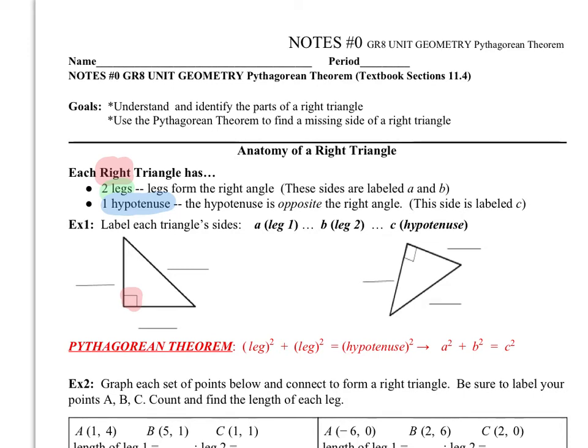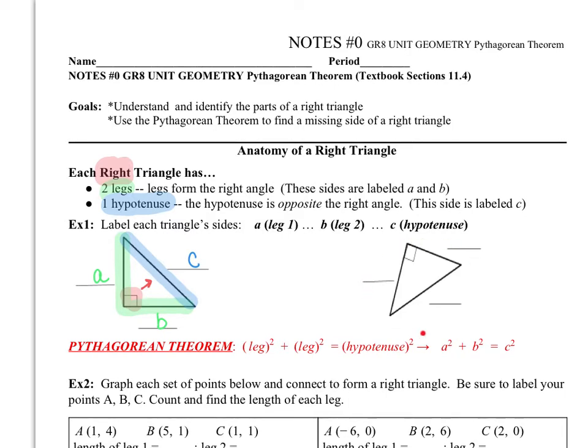So on example 1, if I find my legs, I'm looking for the 2 sides that form my right angle. That would be these 2 green sides here. And so I'm going to label these 2 sides A and B. Now it's also possible to flip-flop them and call this side A and this side B. That wouldn't matter. Next, I'm going to look for my hypotenuse, which is always going to be located across from my right angle. And that I'm going to label side C.